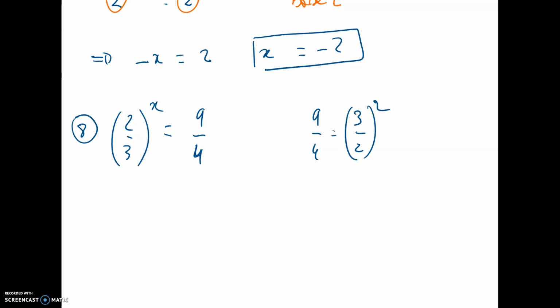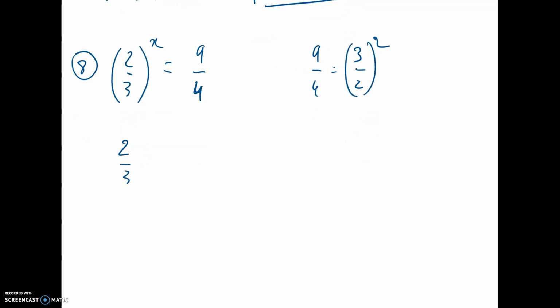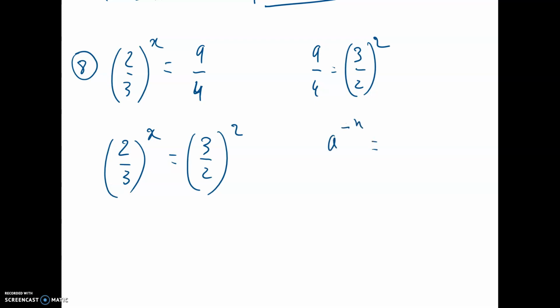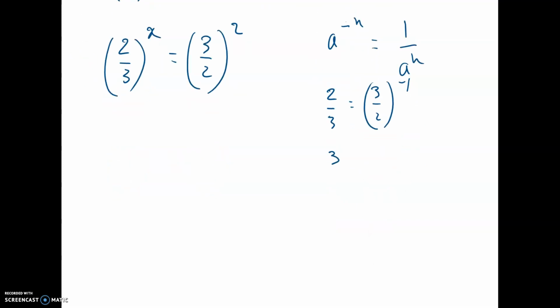So if I substitute 9/4 by (3/2)^2, I end up with (2/3)^x equal (3/2)^2. I'm pretty close because 3 divided by 2, 2 divided by 3, I got the same number. Obviously, I got the inverse. And again, I need to remember that a to the negative n equal 1 over a to the n. So I can literally write two things. I could write 2/3 equal (3/2)^-1. Or I could write 3/2 equal (2/3)^-1.